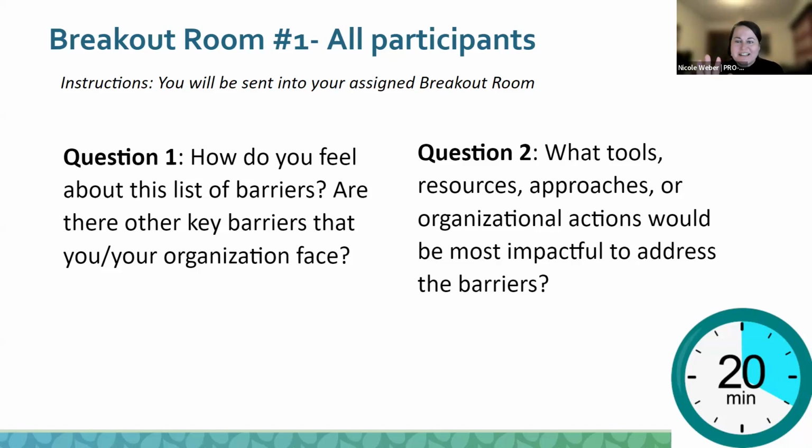I hope this is an opportunity to continue the conversation that was started in the chat and the Q&A. And each of the breakout rooms has this list of barriers. It's in your note-taking document that all of you will have access to.